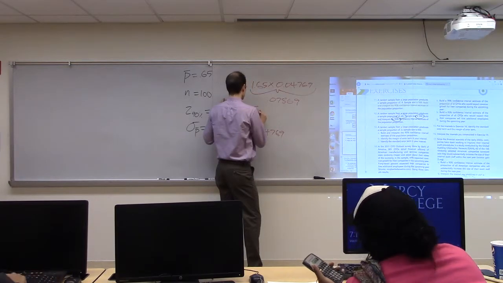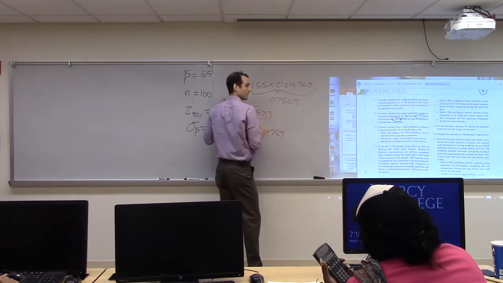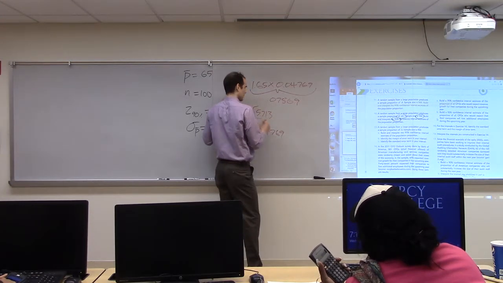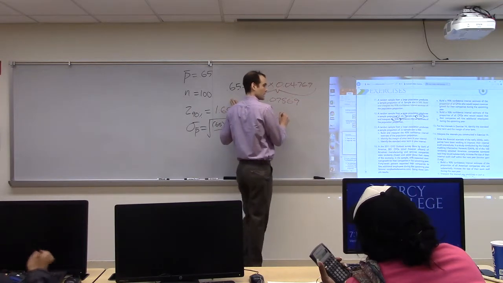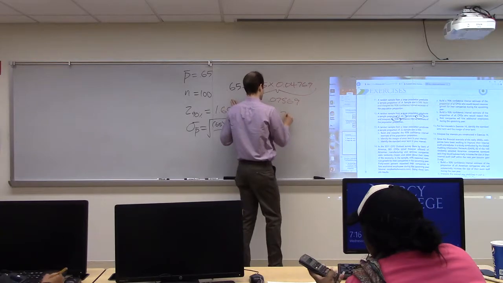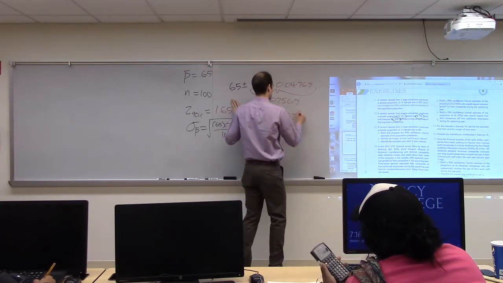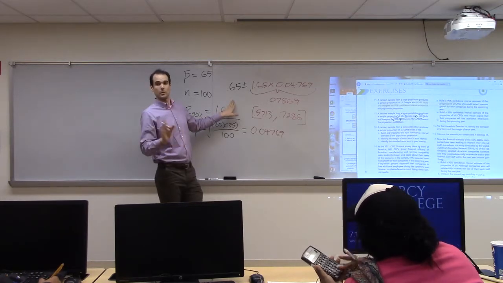0.5713. What do we get for the upper bound? 0.7286. Okay. I'm liking those. How about you all?